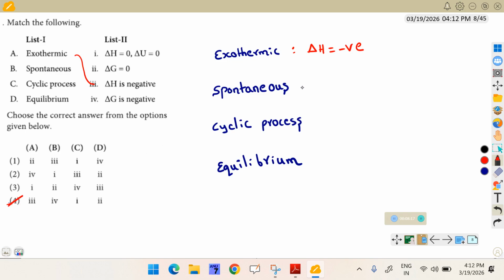Spontaneous reaction. For a spontaneous reaction, the value of delta G is negative. Delta G is the necessary condition for a spontaneous reaction. For a cyclic process, delta H is equal to 0 and delta U is equal to 0. At equilibrium, the value of delta G is equal to 0.